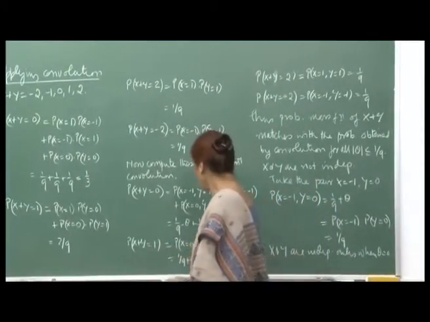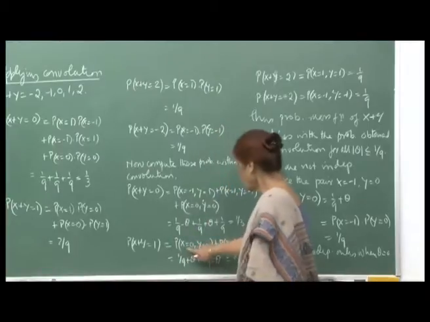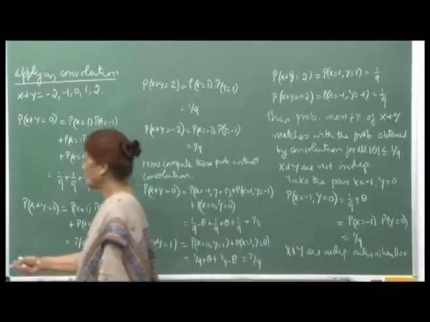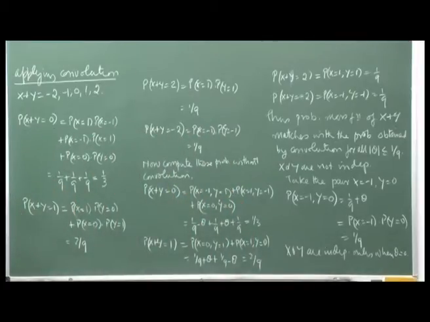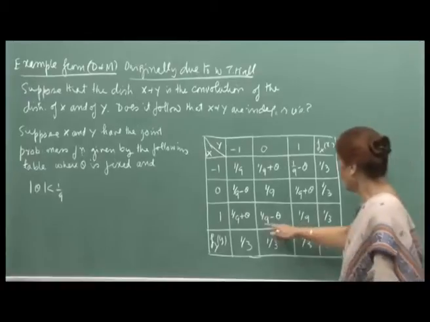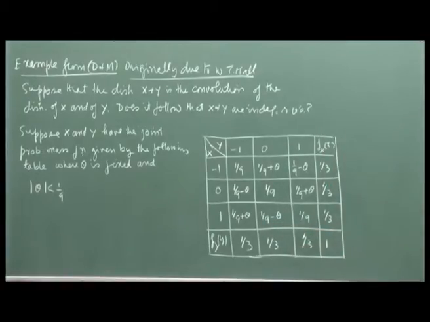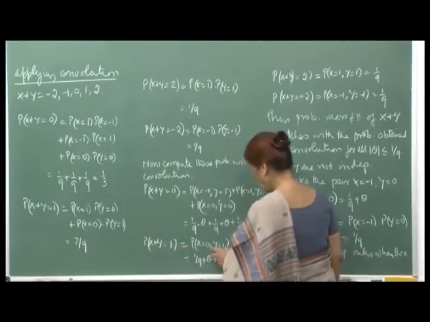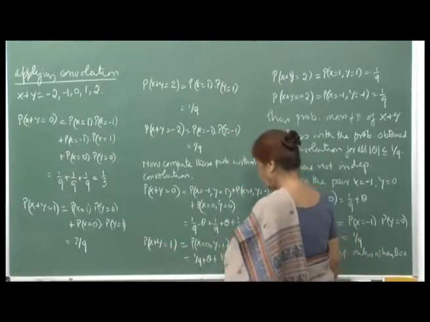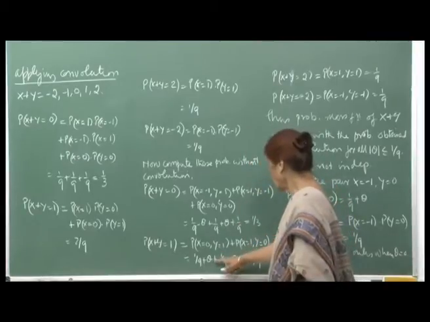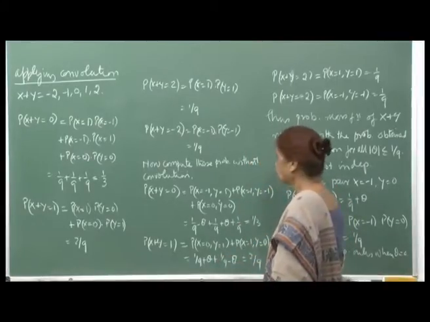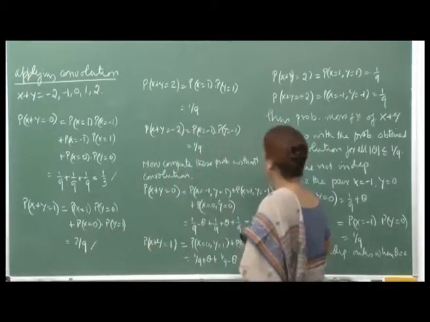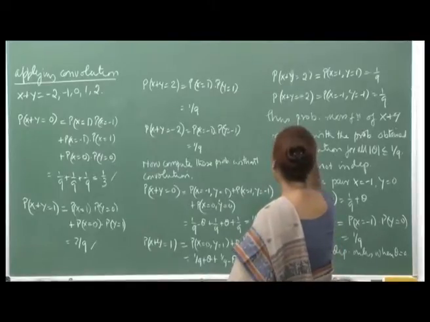Similarly, x plus y equal to 1. So x equal to 0, y equal to 1, and 1, 0. The pair 0, 1 will be 1 by 9 plus theta, and 1, 0 will be 1 by 9 minus theta, and that is it, because for the sum to be equal to 1, these are the only two possible pairs of values that x and y can take. So 1 by 9 plus theta plus 1 by 9 minus theta is 2 by 9. This matches with the convolution result.